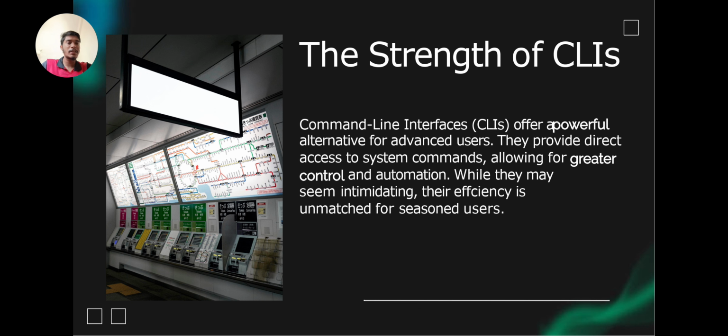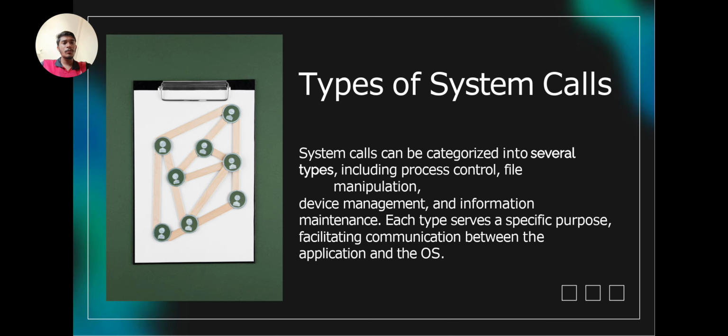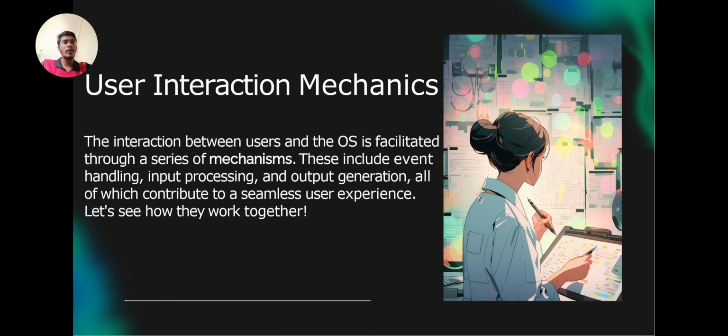the CLIs, the command line interfaces. Then we had a system call overview, where system calls are the gateway for the application to communicate with the OS. The types of system calls included process control, file manipulation, device manipulation, and information maintenance. These were the different types of system calls.